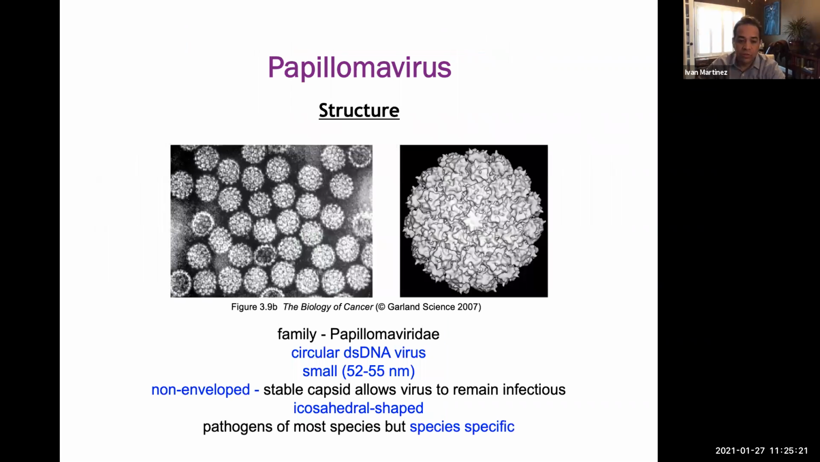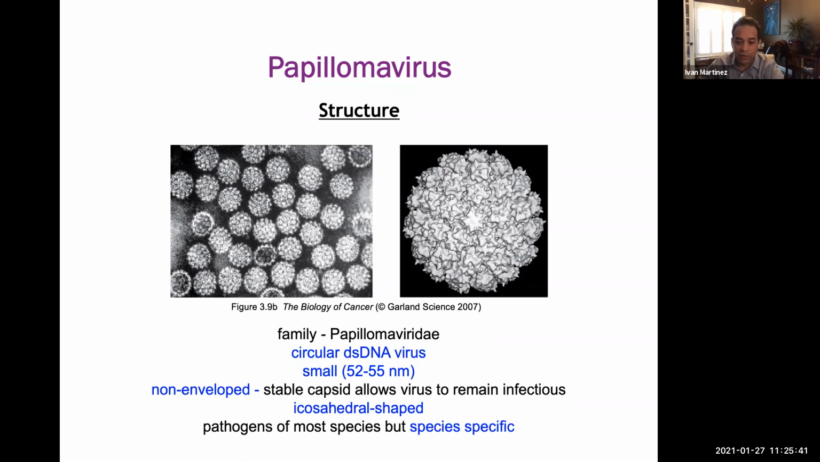The papillomavirus, of course, is part of the Papillomaviridae family. They are circular double-stranded DNA viruses. They are very small, only 52 to 55 nanometers. They are not enveloped. Stable capsids allow the virus to remain infectious. They have an icosahedral shape and are very species-specific.